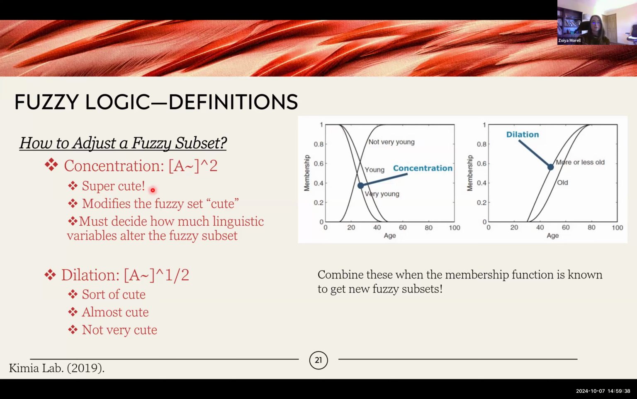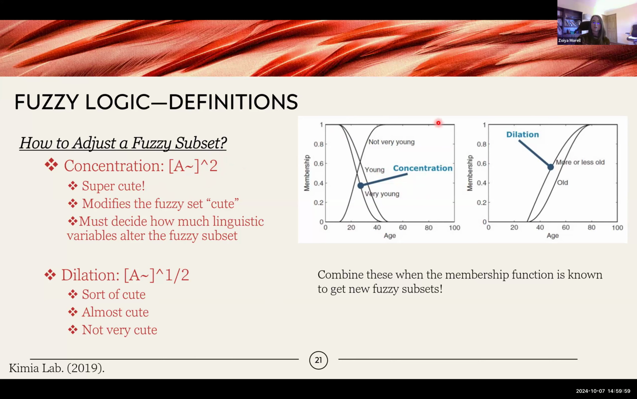So an example for us would be super cute. It modifies the fuzzy set cute, and we must decide how much linguistic variables alter the fuzzy subset. So if you're wondering why I picked squared, it's kind of arbitrary because you can decide how much very is worth, you know, changing this much of the graph or this much.